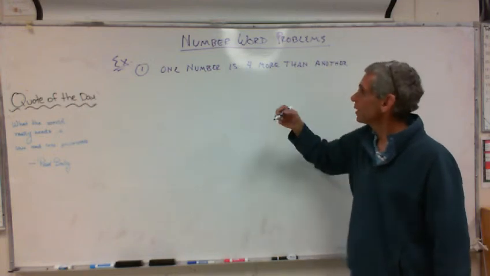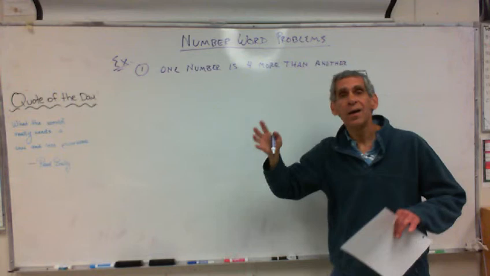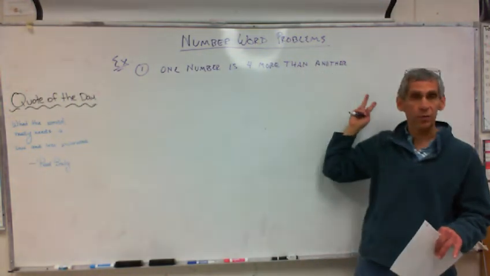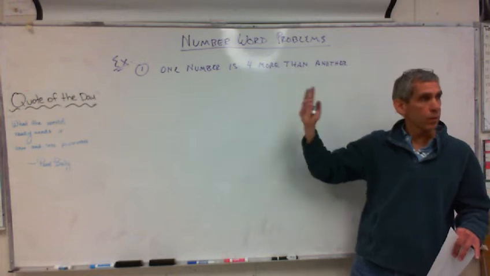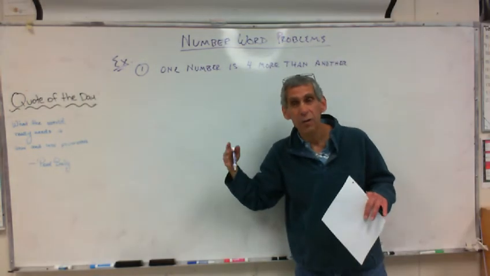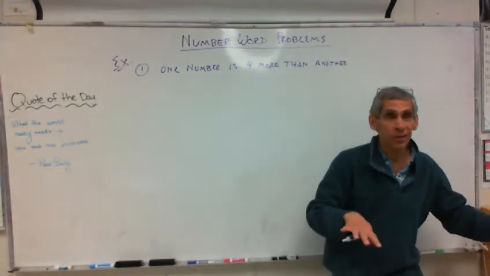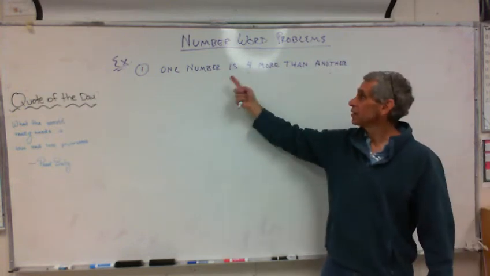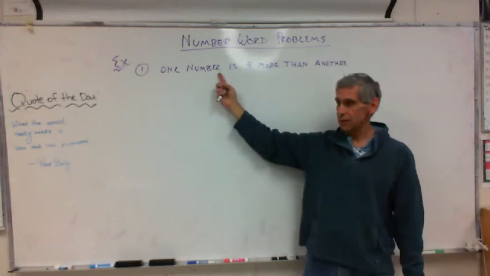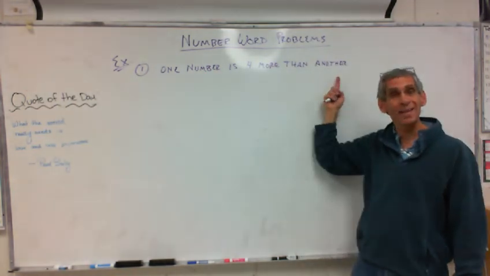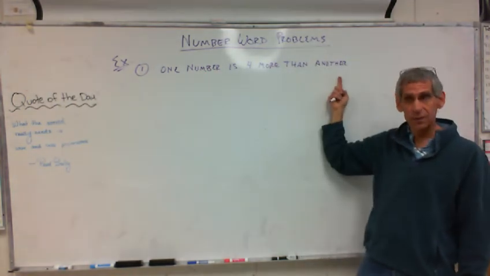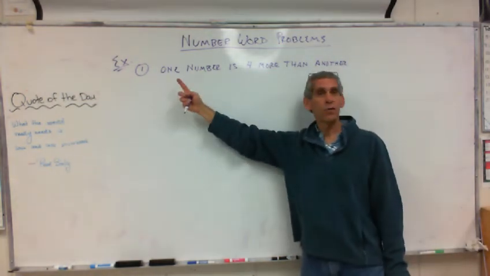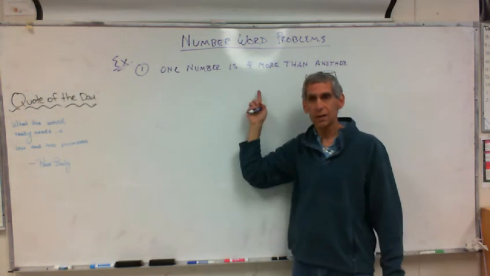Basically what this is, it's one number is 4 more than another. Which one is the foundational number? Is it the one number or the another number? One number is 4 more than the main thing. The another is the main number, right? This number is dependent on this number. Once I know this, then I know this number. If I know this, I don't know this. Well, I could figure it out.